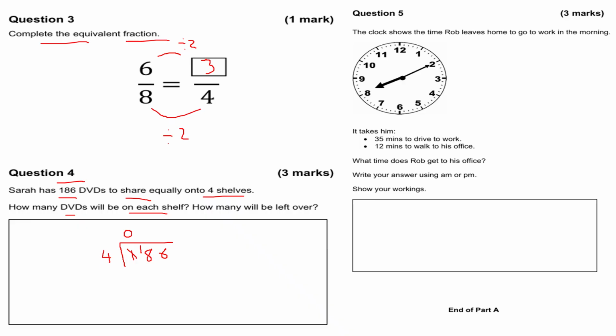4's into 18 go 4 times with a remainder of 2, because 4 4's are 16 and 18 is 2 larger, or 2 more than 16. 4's into 26 go 6 times, remainder 2. So there's 46 on each shelf, and there are 2 left over.